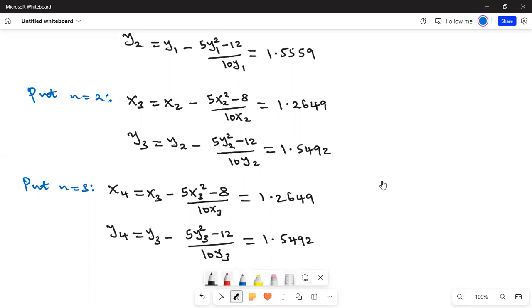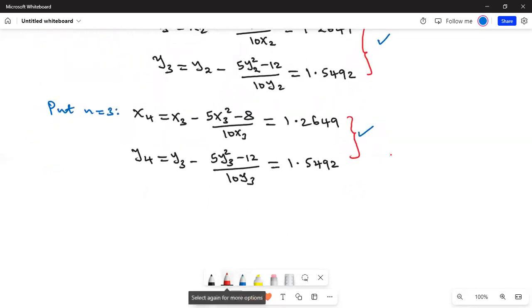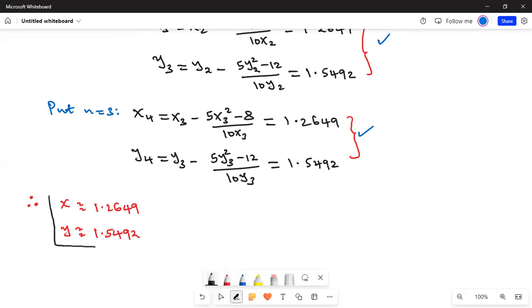So you realize that the values that we found when n is 2 are the same values we are finding when n is 3. So we have achieved convergence. And so we stop the iterations and say that therefore, our x is approximately equal to 1.2649. Y is approximately equal to 1.5492. So these are our roots of the given equations. Remember, they were simultaneous equations.